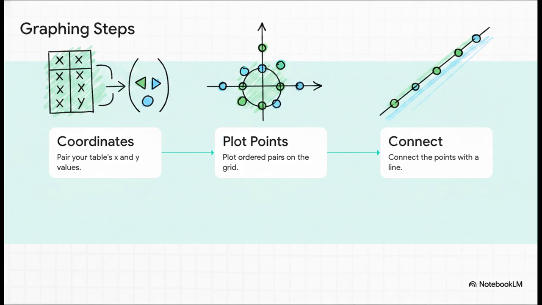First, you just pair your table's X and Y values together to create coordinates. That means 1 hour and $8 becomes the ordered pair (1, 8). 2 hours and $16 becomes (2, 16). Next, you just plot those points on your grid. And finally, you connect the dots. Because our rate is completely constant, when you connect these points, you're going to get a perfectly straight line.